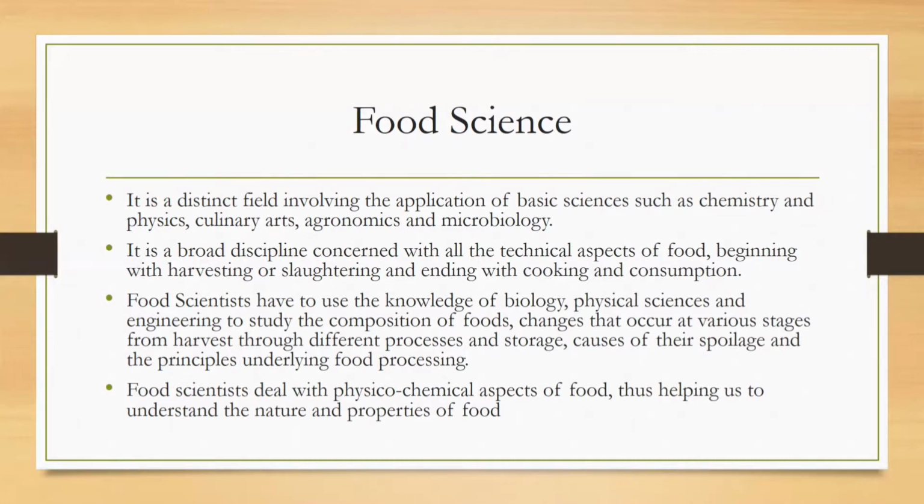Food scientists have to use the knowledge of biology, physical sciences, and engineering to study the composition of food, changes that occur at the different stages from harvest to different processes and storage, the causes of spoilage, and the principles underlying food processing. Food scientists deal with physiochemical aspects of food, thus helping to understand its nature and properties.